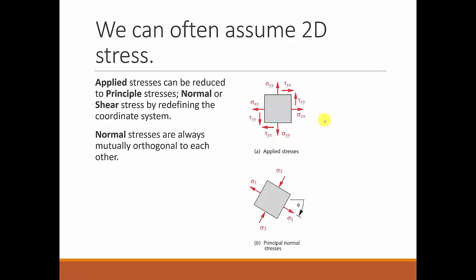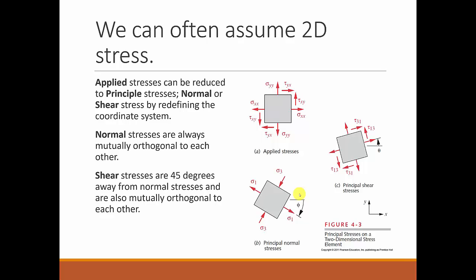And what I want to do is move the coordinate system by some angle, phi, so that we're expressing a maximum normal stress and no shear stress. And so we would say that this is the principal normal direction. All of the normal stresses are always mutually orthogonal to each other. And we also could, at this point, make another coordinate transformation 45 degrees away from the original, so that the normal stresses are equal to 0, and now we have our maximum shear stresses.